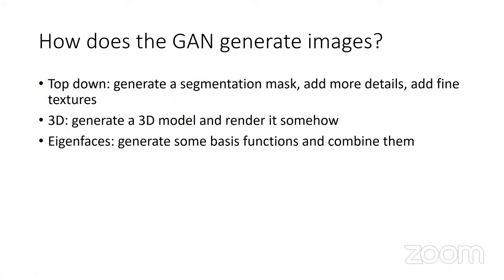So there's some question of how the GAN exactly generates the images. Top down, maybe you imagine it generates something like segmentation masks and then adds more details. Or maybe it says here are the eyes and then adds some details for the eyes. Or maybe it generates some 3D model and renders it somehow. That doesn't happen automatically unless you use a 3D GAN. Or maybe it has some sort of basis functions that are then combined, similar to maybe the eigenfaces concept. And the answer is that the GAN does not really generate the images in an easily human understandable manner.